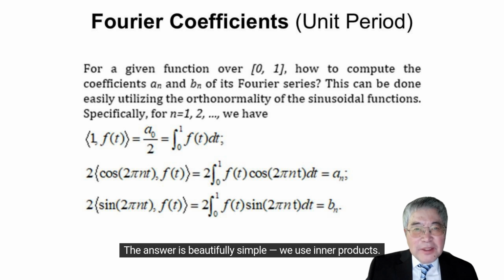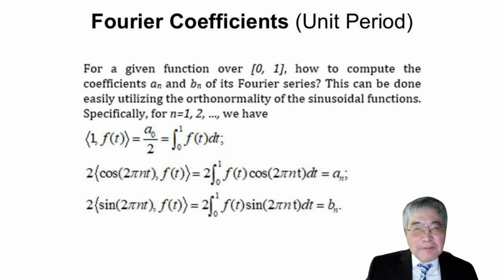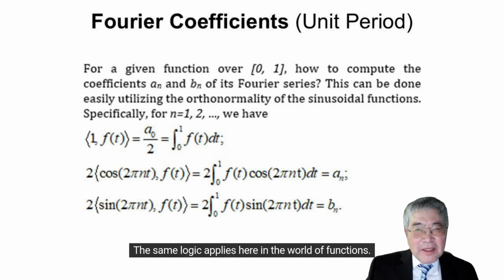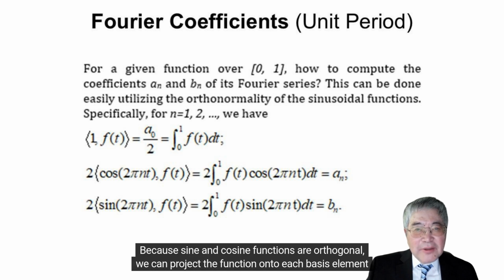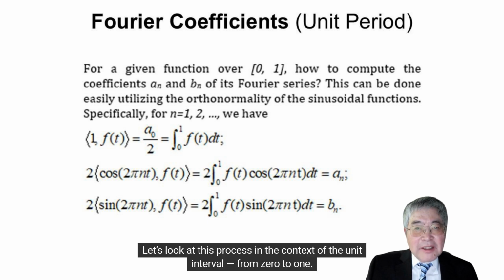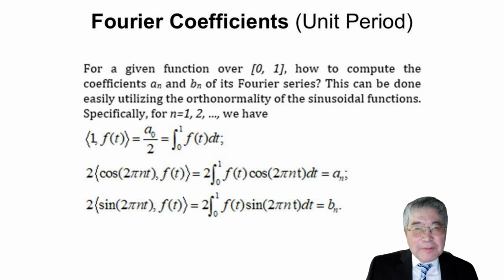The answer is beautifully simple. We use inner products. Remember our earlier discussion. In vector spaces, you can isolate the contribution of a basis vector by projecting onto it. The same logic applies here in the world of functions. Because sine and cosine functions are orthogonal, we can project the function onto each basis element to extract the corresponding coefficient. Let's look at this process in the context of the unit interval from 0 to 1.